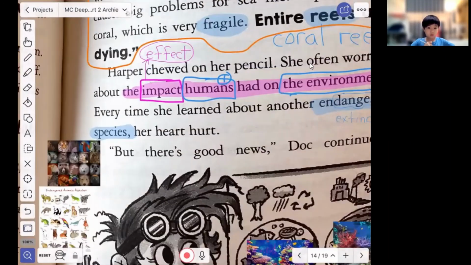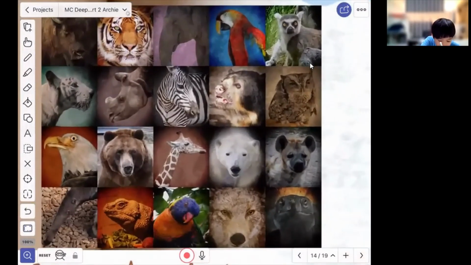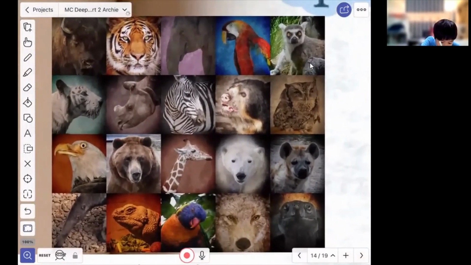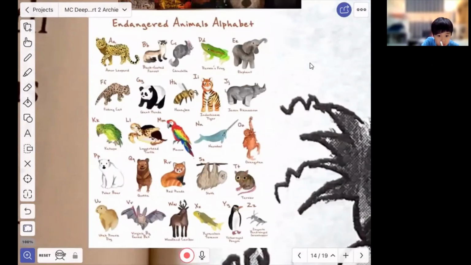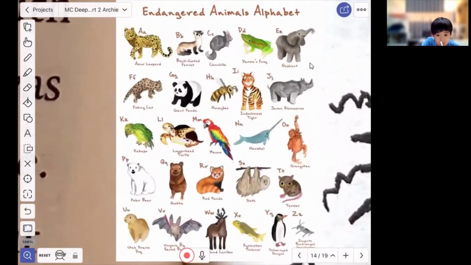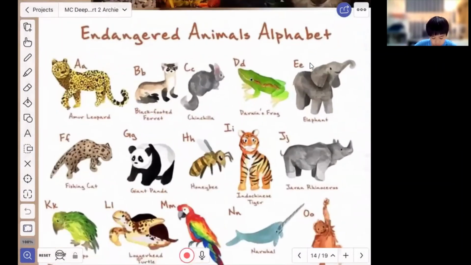Endangered means they are almost extinct. There's only a few left in the world. Here's some pictures of endangered species. These are some animals where there are only a few left in the world. This is a poster of the endangered animals alphabet. They found an animal that begins with every letter of the English alphabet that is endangered.